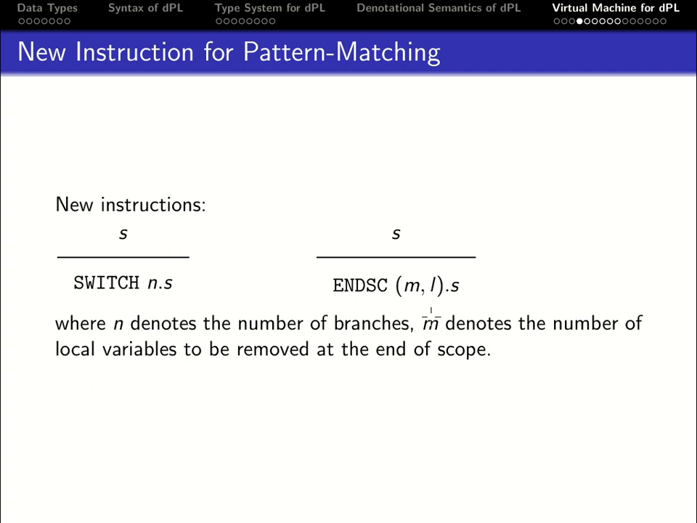And then we have an end switch instruction that takes an M and an L. So the interesting thing that we're going to notice when entering a switch statement, a switch construct, is that we need variable binding, right?